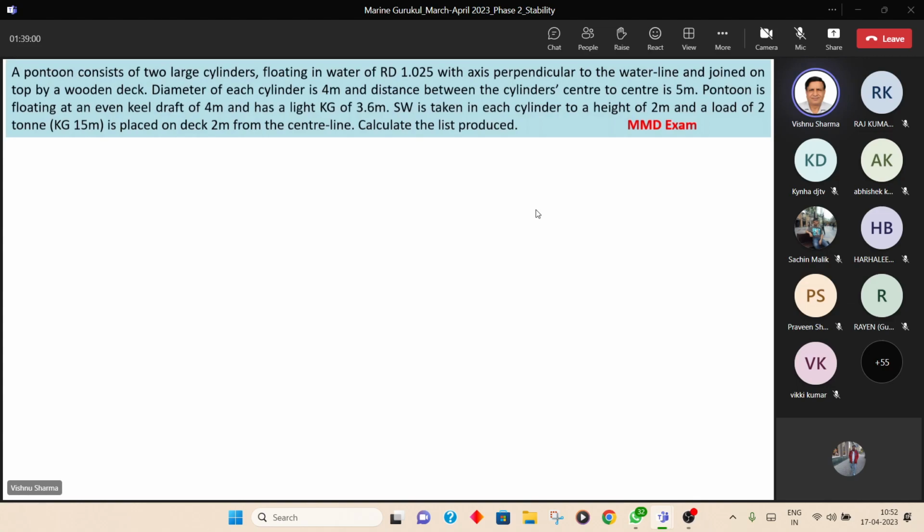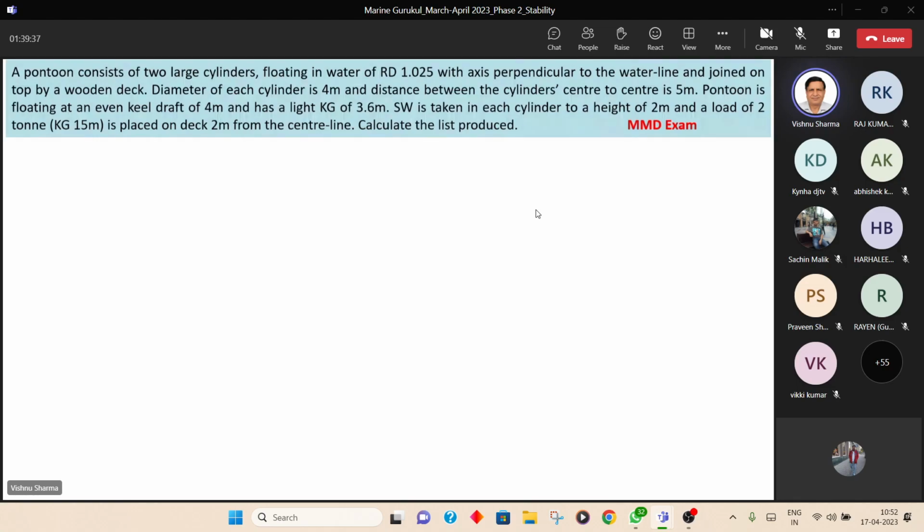Pontoon is floating at an even keel draft of 4 meters and has a light KG. That means in the light condition, the pontoon floats at a draft of 4 meters and has a light KG. KG of the pontoon is 3.6 meters. Seawater is then taken into each of the cylinders to a height of 2 meters, and a load of 2 tons whose KG is 15 meters is placed on deck 2 meters off the center line. Calculate the list produced.